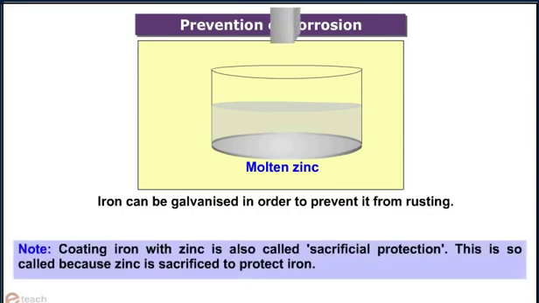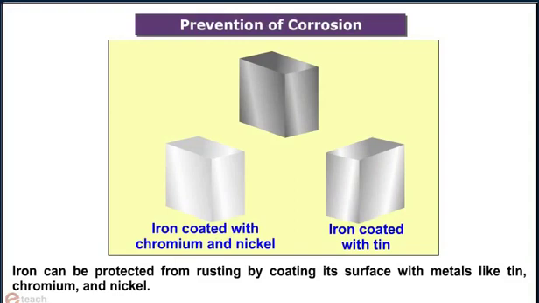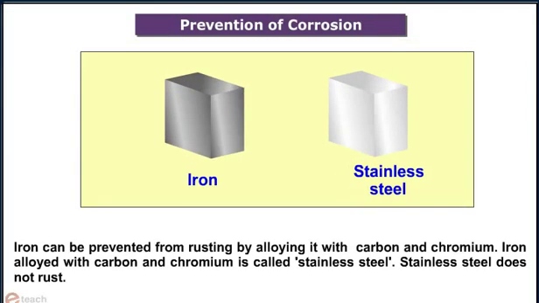Note that coating iron with zinc is also called sacrificial protection. This is so called because zinc is sacrificed to protect iron. Iron can also be protected from rusting by coating its surface with metals like tin, chromium, and nickel. Iron can be prevented from rusting by alloying it with carbon and chromium. Iron alloyed with carbon and chromium is called stainless steel. Stainless steel does not rust.